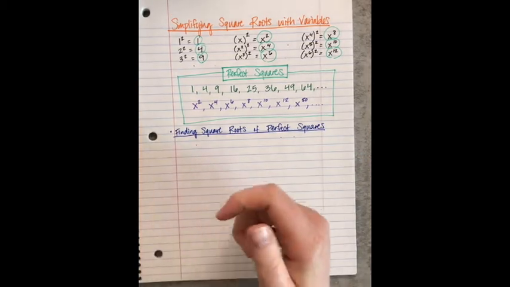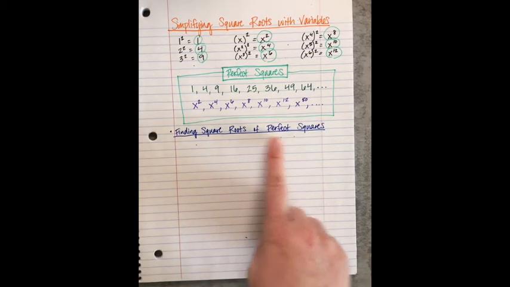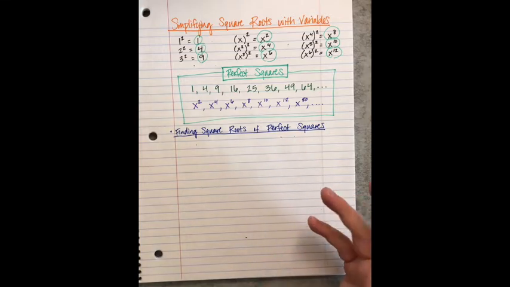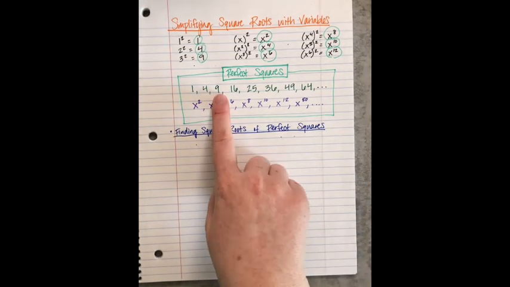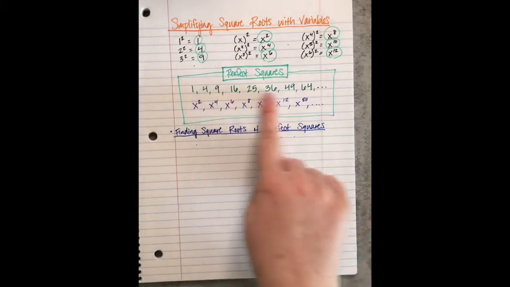Finding square roots of perfect squares. Okay, so we like finding square roots of perfect squares. The reason is we end up with a whole number. So like the square root of 9 is 3, the square root of 36 is 6. We end up with whole numbers. That's why we like these.